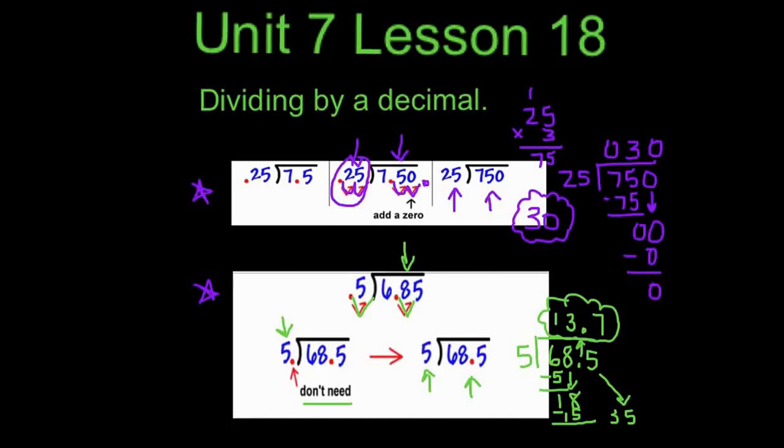So again, same process you've been learning throughout this whole time. You just have to remember if there's a decimal in the divisor, the number outside here, you have to move it first and then do the same treatment to the dividend as well.